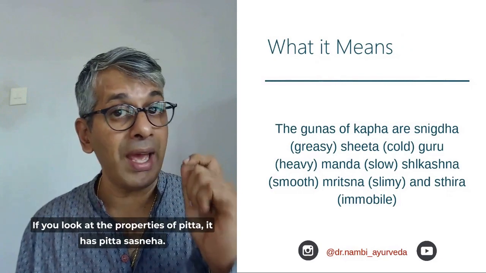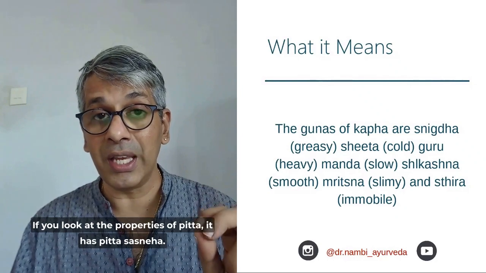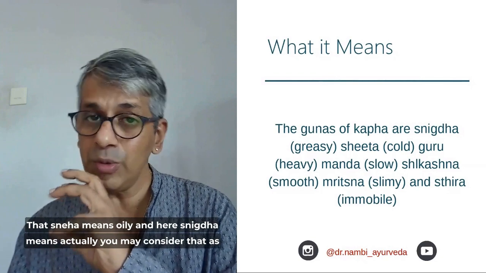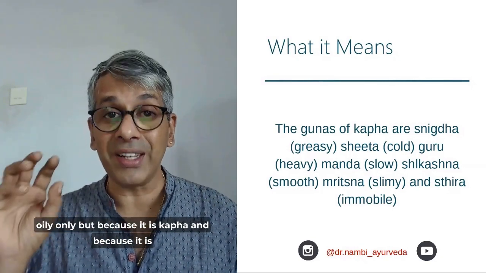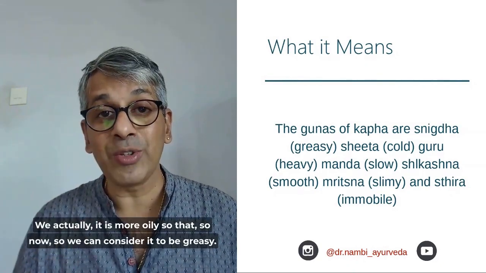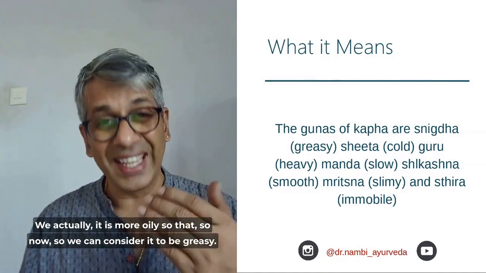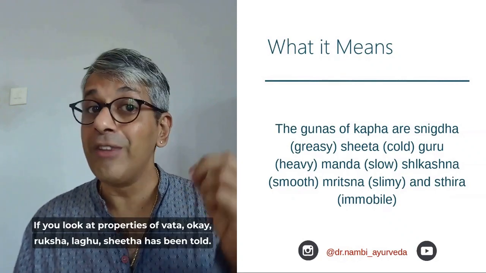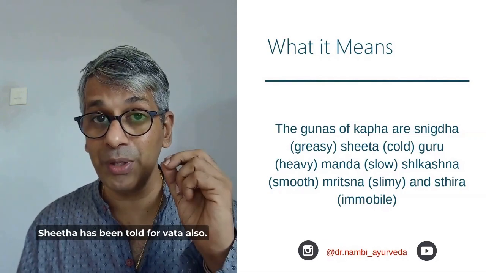If you look at the properties of pitta, it was sasneha. That sneha means oily, and here snigdha, you may consider that as oily only, but because it is kapha and because it is jala and prithvi mahabhuta, it is more oily, so we can consider it to be greasy. Sheetha means cold. If you look at the properties of vata, Ruksha, Laghu, Sheetha has been told. Sheetha has been told for vata also.